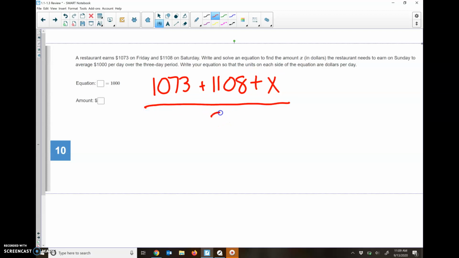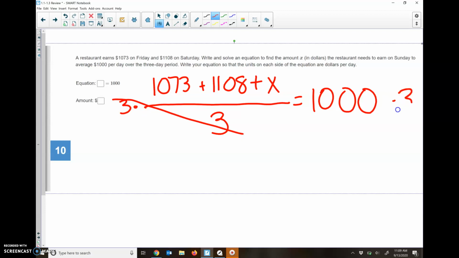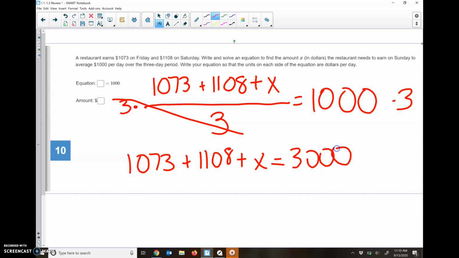But we do know that over the 3 days, if we divide by the 3 days, they want to average $1,000. Remember, this one's kind of weird. Since it's divided by 3, I have to multiply by 3 first. So then I get 1,073 plus 1,008 plus X, and 1,000 times 3 is 3,000. I'm going to simplify this left side here.